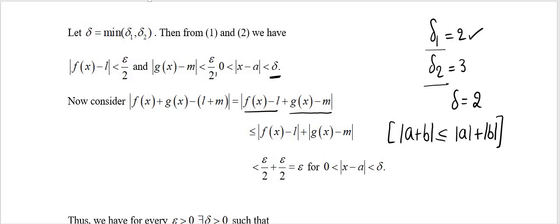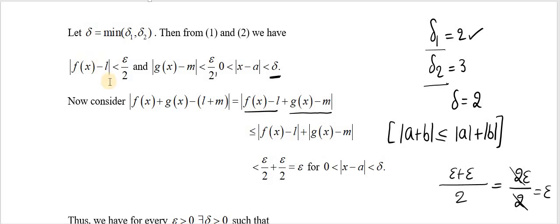So after substituting the values of these two moduluses, I am going to get this value strictly less than epsilon by 2 plus epsilon by 2. But we know that epsilon by 2 plus epsilon by 2 equals epsilon. That means take LCM, that is 2. In the numerator, we get epsilon plus epsilon, that is 2 epsilon by 2. The 2 gets cancelled, then we get epsilon, for 0 less than mod x minus a less than delta.